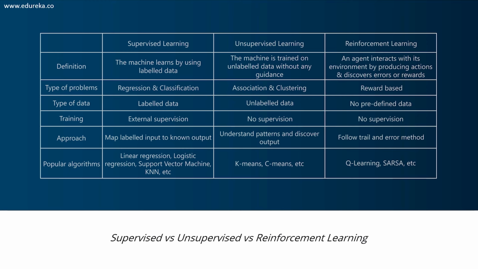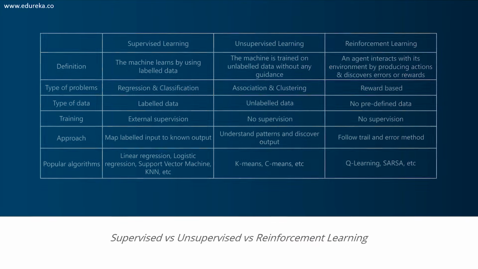Popular algorithms under supervised learning are linear regression, logistic regression, support vector machines, and so on. Under unsupervised learning, we have the famous k-means clustering algorithm. Under reinforcement learning, we have the Q-learning algorithm, which is one of the most important algorithms. It is basically the logic behind the famous AlphaGo game. I'm sure all of you have heard of that. So guys, these were the differences between supervised, unsupervised, and reinforcement learning.